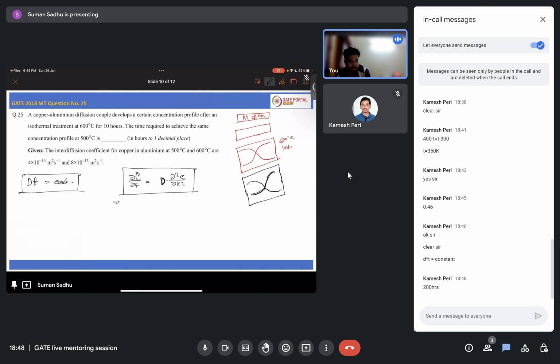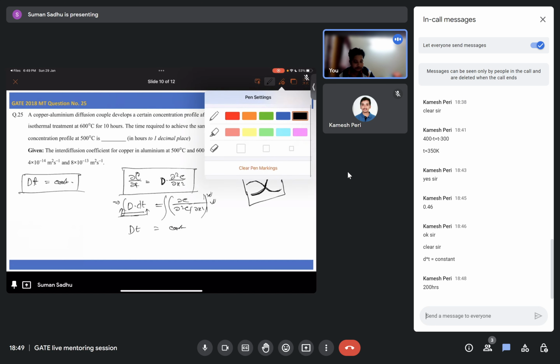Now if you just rearrange this, you will get D into dt is equal to del square c by del x square, something like this. If you see the left hand side, it is D into dt. Now if you integrate, you will get Dt, and if you integrate this side, you will get some expression. I'm not going into this. This side is totally dependent on the concentration and x. So if the concentration profile is the same, this side will be the same for both cases. So Dt should be constant.